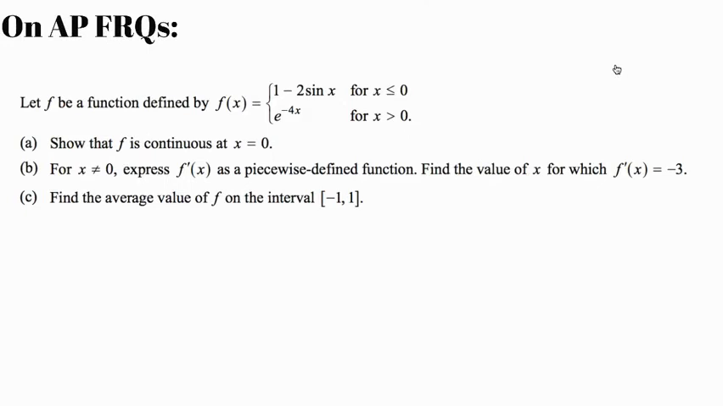Sometimes on FRQs you might see, like this one, a piecewise function, and it says to find the average value of f on the interval from -1 to 1. So we'd first have to go from -1 to 0 plus from 0 to 1, but we'd still use our average value formula.